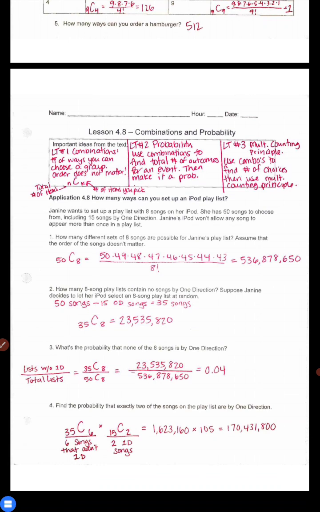23,535,820. Okay? And then we are going to skip questions 3 and 4. And we are done for this unit. Please let me know if you have any questions.